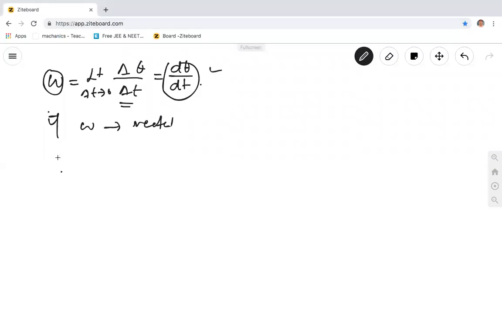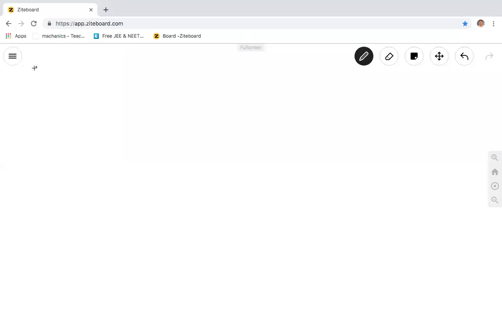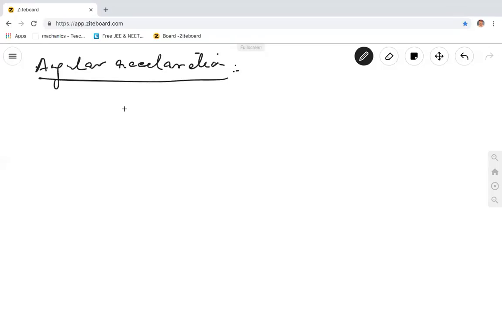Okay. Now, from here we will go to one more point, that is angular acceleration. We have gone through angular velocity, and why not go to angular acceleration? Learn it also. Angular acceleration. If we suppose that omega, the angular velocity, is changing, then we define angular acceleration.